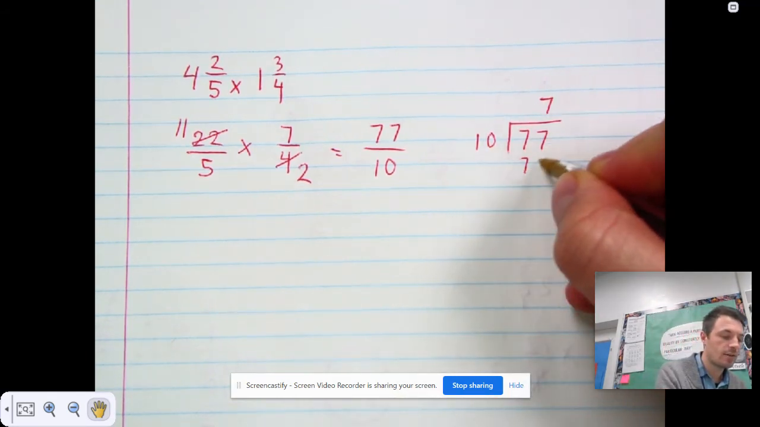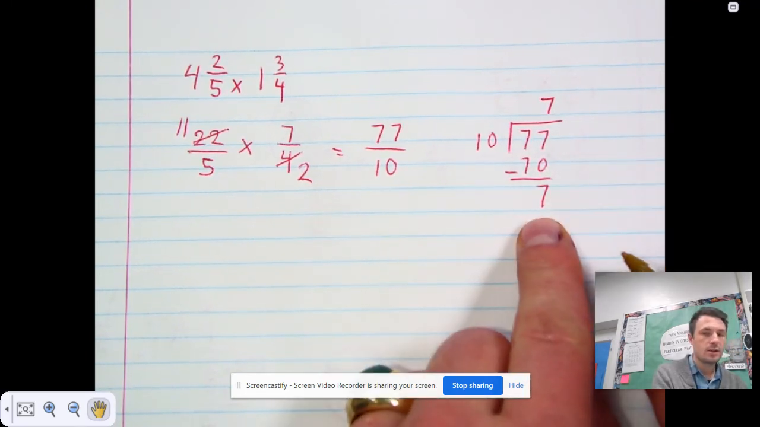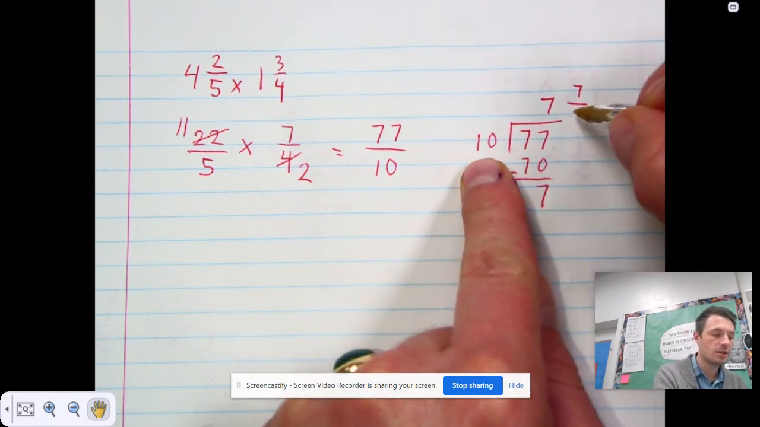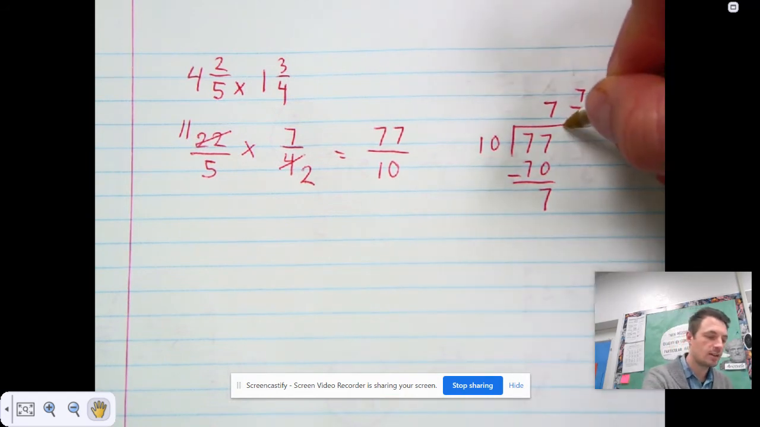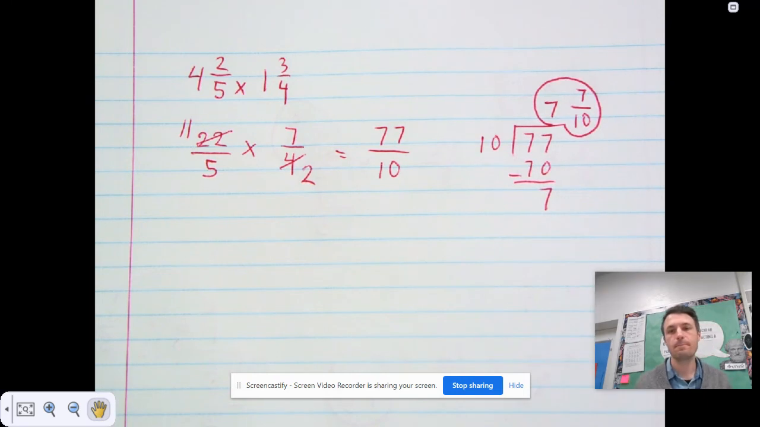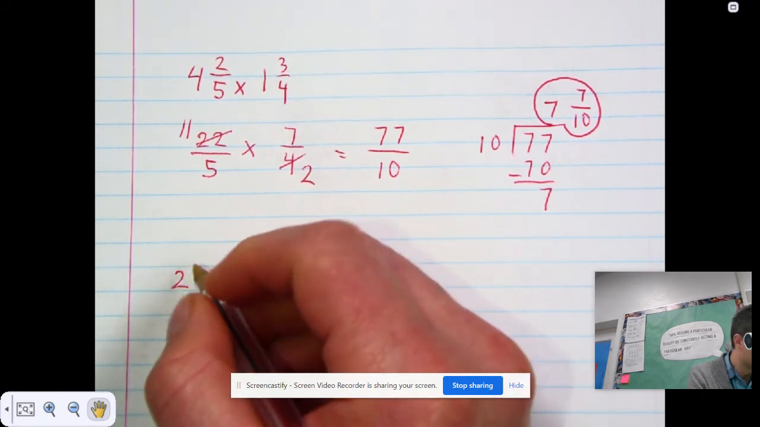7 times 10 is 70. 77 minus 70 is 7. 7, the remainder, is our new numerator. The denominator is 10. So the answer is 7 and 7/10. 7/10 is already in simplest form, so we don't need to simplify it. Okay, let's do one more example, and then I'll give you some independent practice problems.